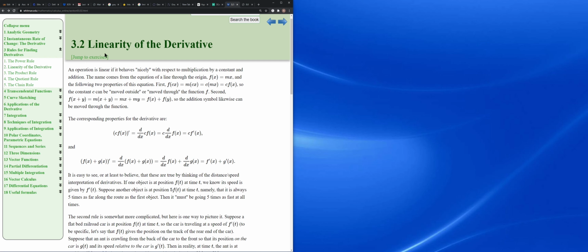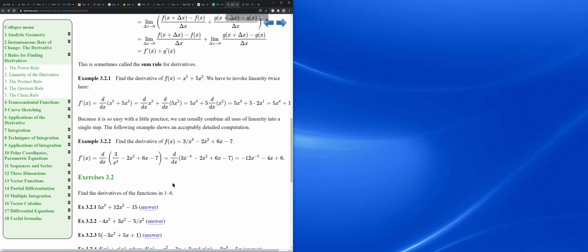Let's recall something called linearity. What's linearity of the derivative? This is just normal differentiation of a single variable. Linearity of a derivative just means that when you take derivatives, you can break up the sums and you can pull the constants out.